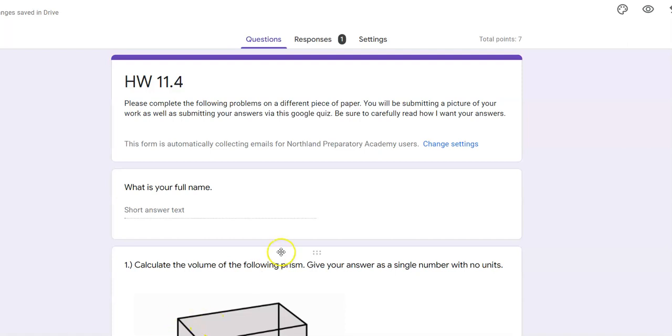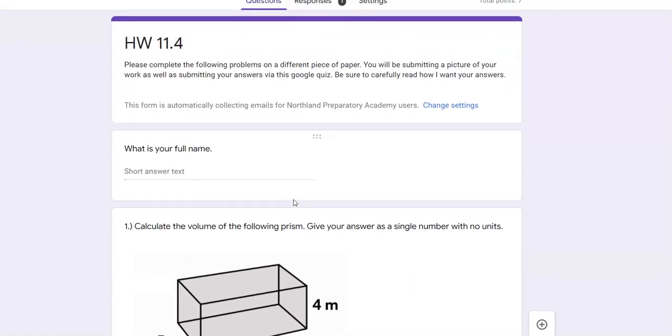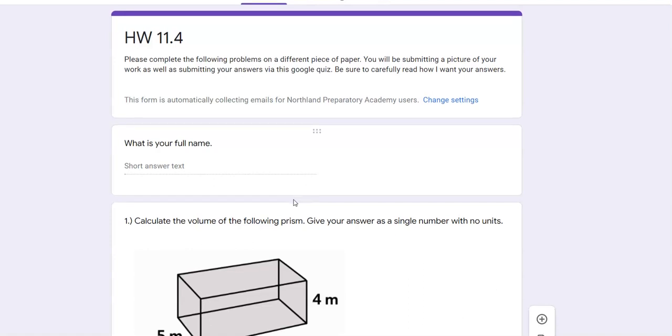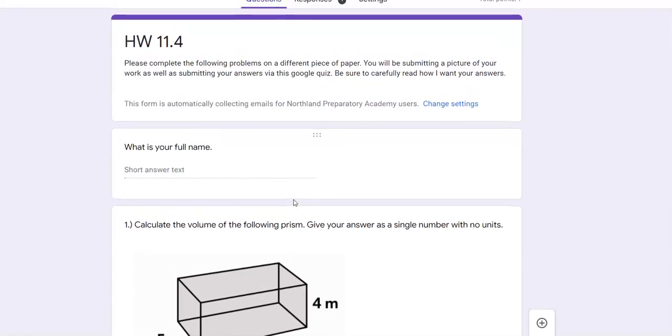Alrighty, here we go. Before we jump into your actual lesson, I want to show you what your homework looks like. Your homework is very, very short, not many problems. You'll do it on a separate piece of paper. There are 7 problems here. You'll take a picture of your homework and submit your answers on here. This will show me what percent or how many points I'm going to give you on your homework.